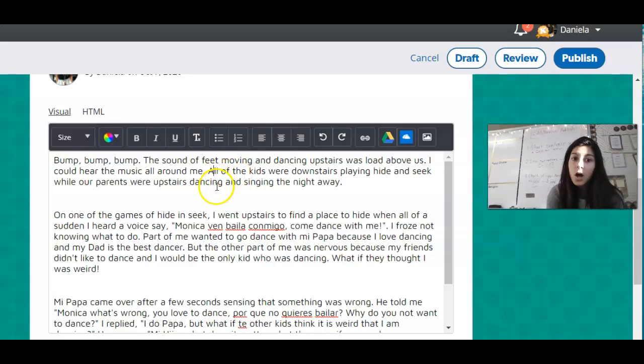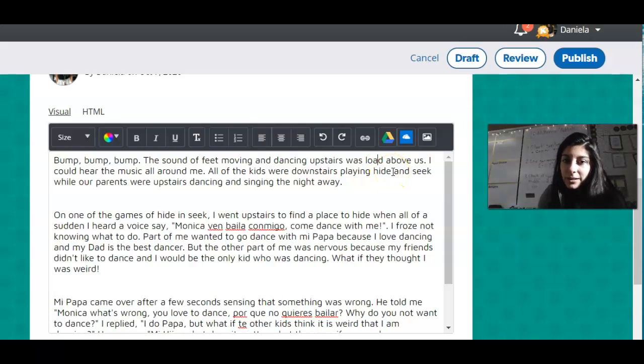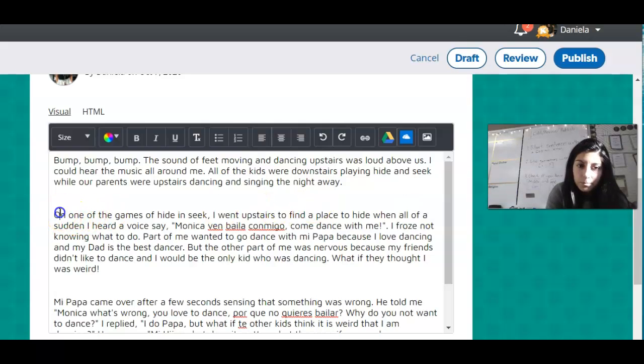Now it looks better. All of the kids were downstairs playing hide and seek while their parents were upstairs dancing and singing the night away. Also, let me go ahead and, I did notice that I spelled a word wrong as I was reading it, so I do want to make sure I change it. I accidentally wrote load instead of loud, so I'm going to change that to loud. Anyways, let me check for my capital letters.